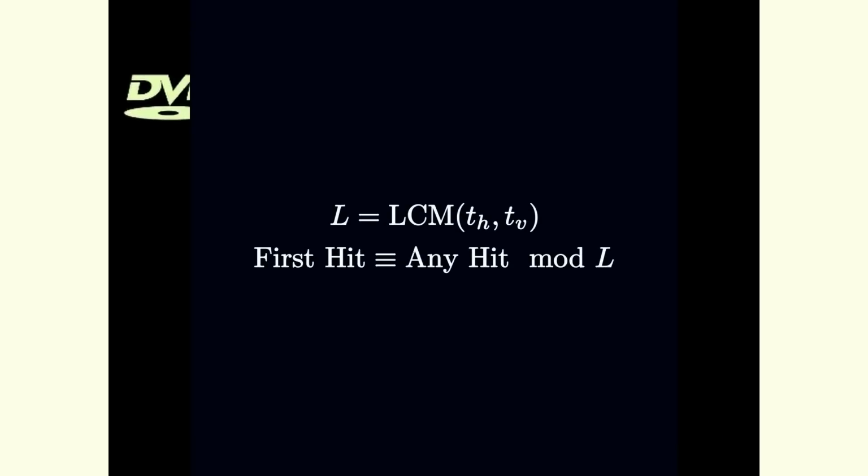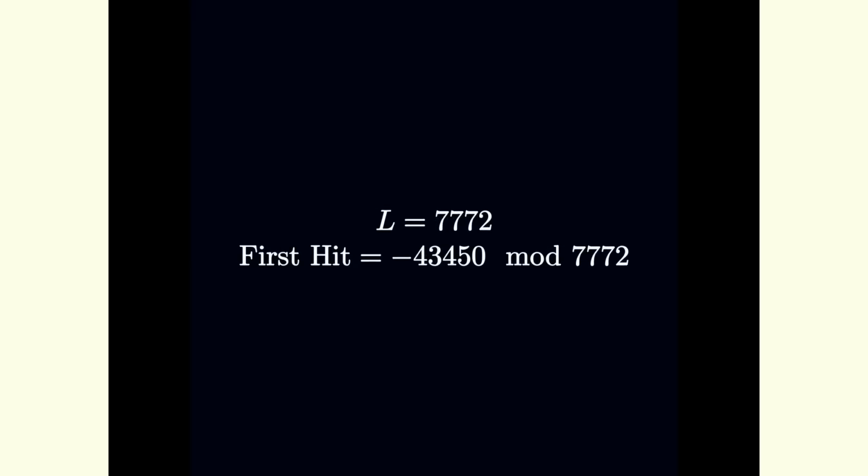So all we need to do is calculate the least common multiple L and take our negative solution mod L, which will yield a number between 0 and L that represents the first frame we hit the corner. We can calculate L by simply multiplying our periods and dividing by G. In this case, we get 7,772. And negative 43,450 mod 7,772 is equal to 3,182. And let's see if we're right. Perfect.